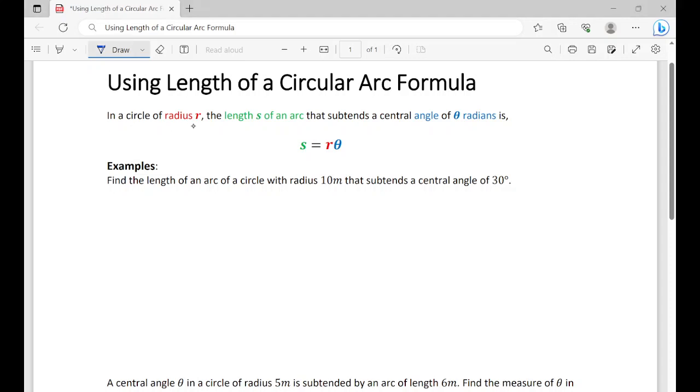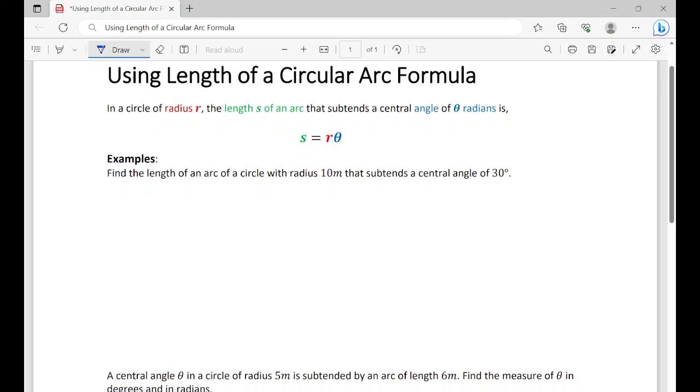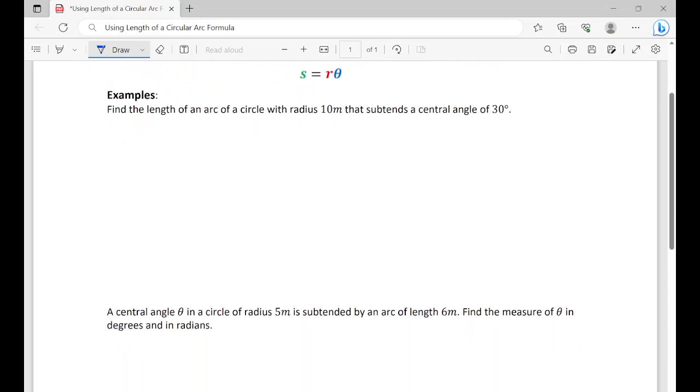In a circle of radius r, the length s of an arc that subtends a central angle of theta radians is given by the formula s equals r theta. So let's use this formula to answer some questions. Find the length of an arc of a circle with radius 10 meters that subtends a central angle of 30 degrees.